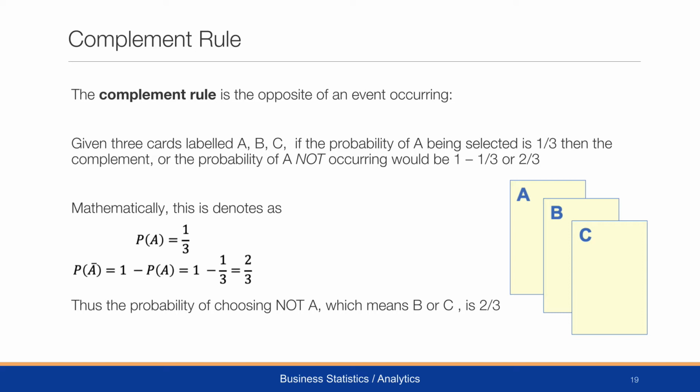Mathematically, this is denoted as the probability of A equals 1/3. Therefore, the probability of the complement, which is denoted by this bar over the letter A, so this is read as the probability of the complement of A, is equal to 1 minus the probability of A, which is 1 minus 1/3, or 2/3. Thus, the probability of choosing not A, which means it's going to be B or C, is 2/3.